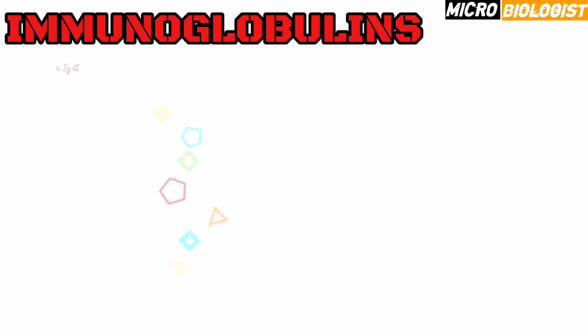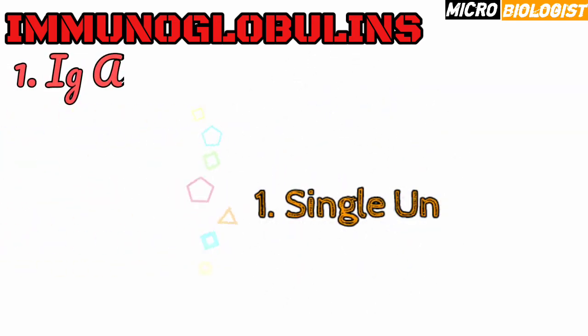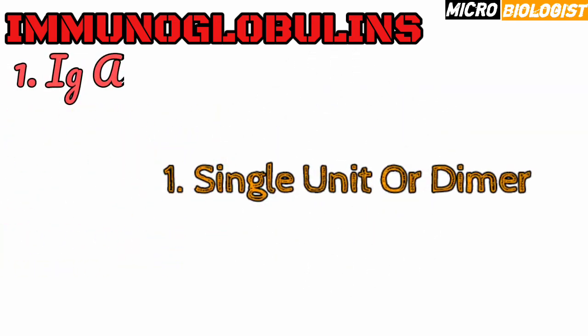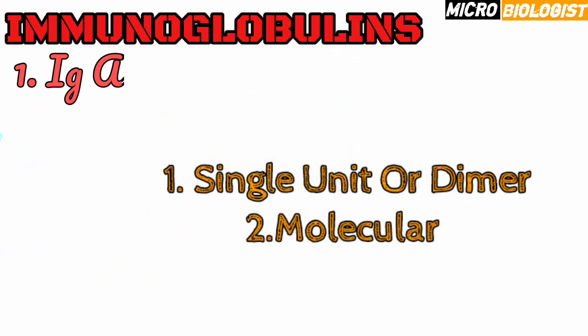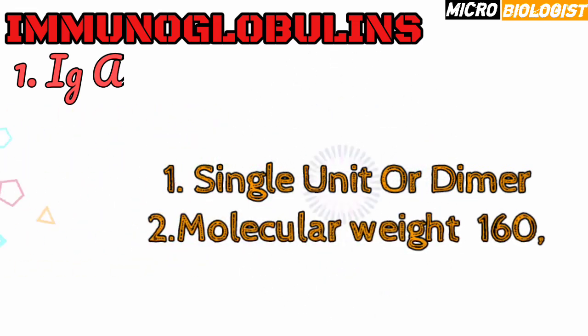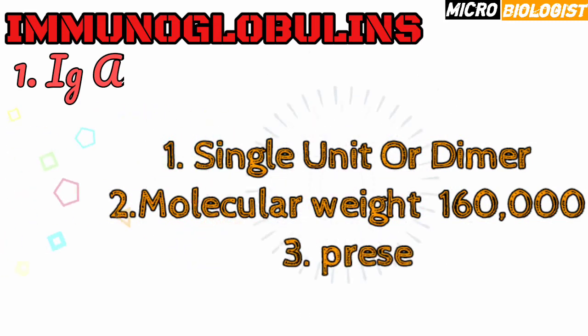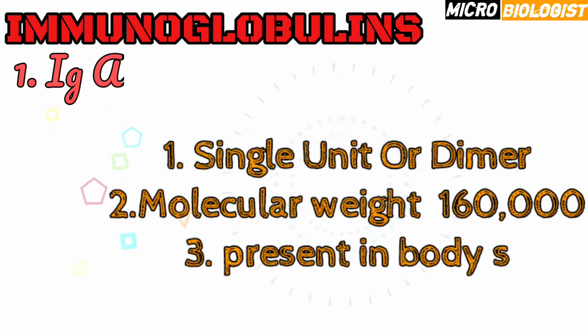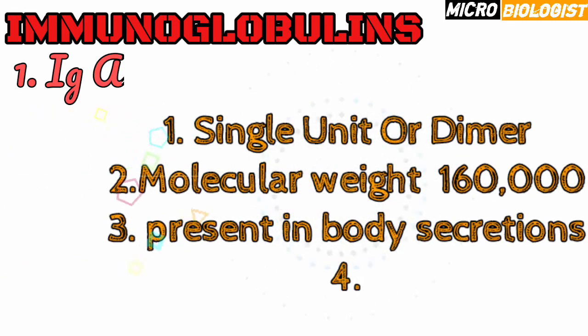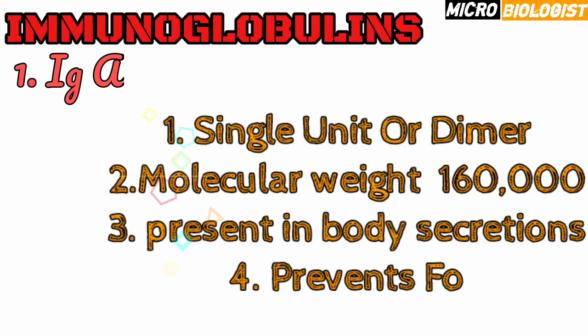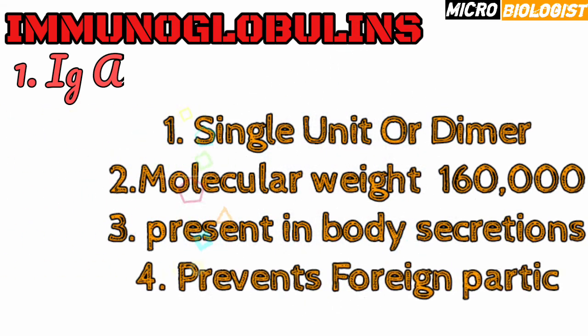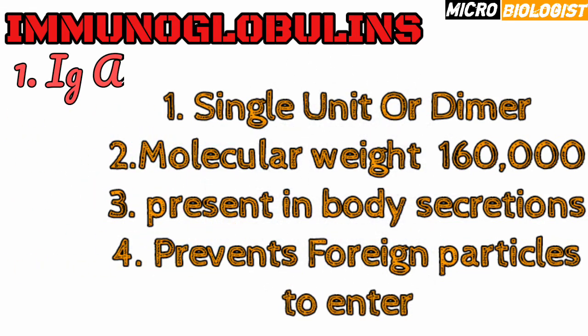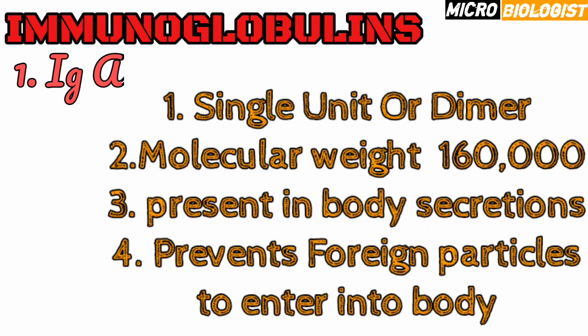Next topic is immunoglobulin A. This is a single unit or a dimer. Dimer means there are 2 units that are interconnected with a J chain. Its molecular weight is 160,000. Next, it is mainly present in body secretions like saliva, tears and sweat. The colostrum is rich in immunoglobulin A. It also prevents antigens or foreign substances from entering into the body cells or body organs.